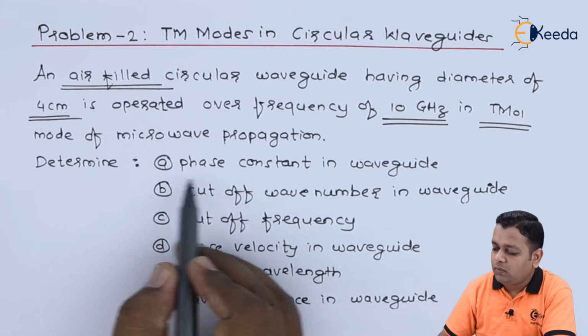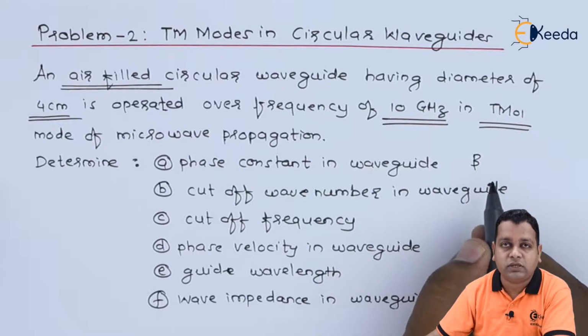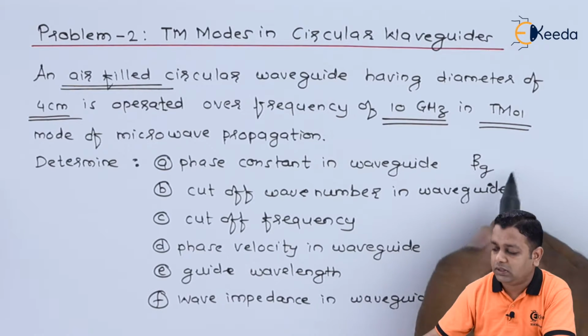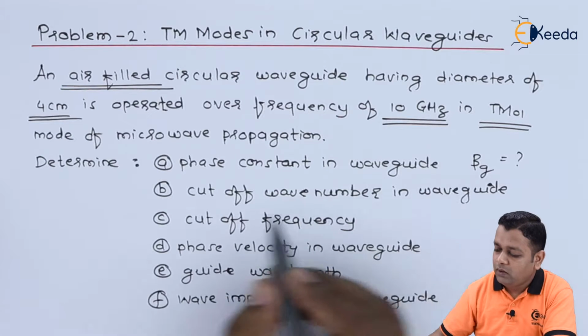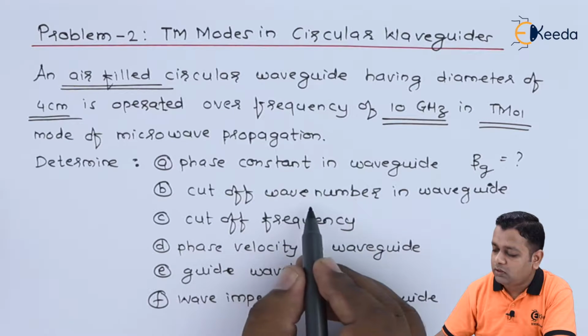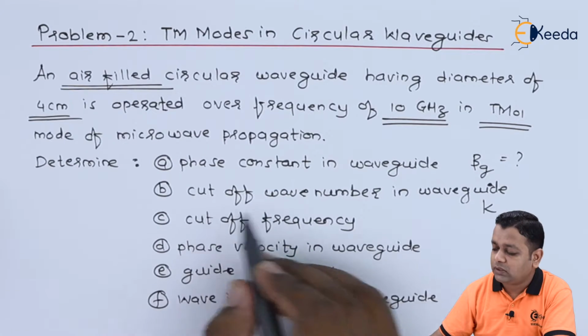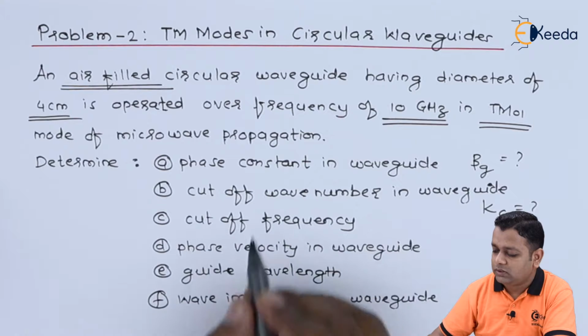Now we need to determine the phase constant of the waveguide. So the phase constant is denoted by beta, and inside the waveguide it should be denoted beta suffix g. So beta g is equal to what is the question in part A, whereas in part B we need to determine the cutoff wave number in the waveguide. The wave number is denoted by k, whereas cutoff we denote as k suffix c here. So kc is equal to what is part B.